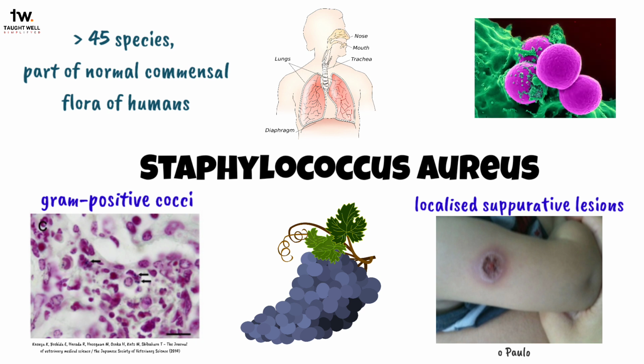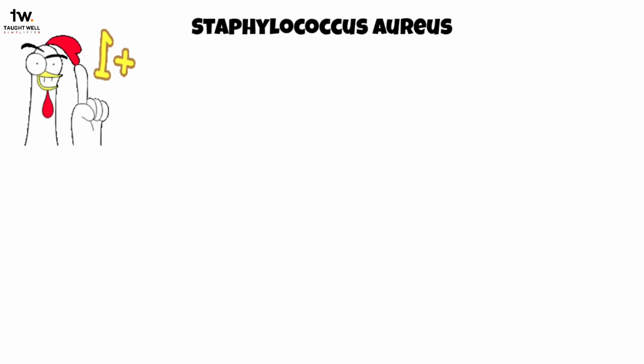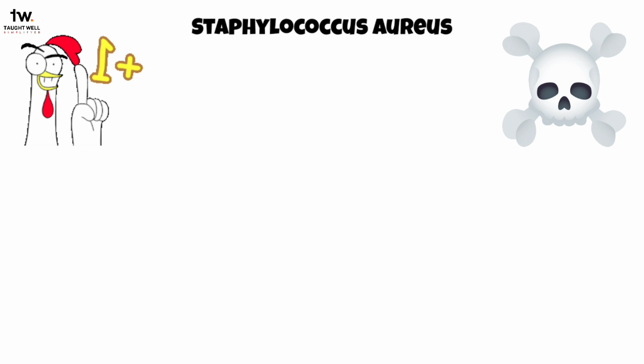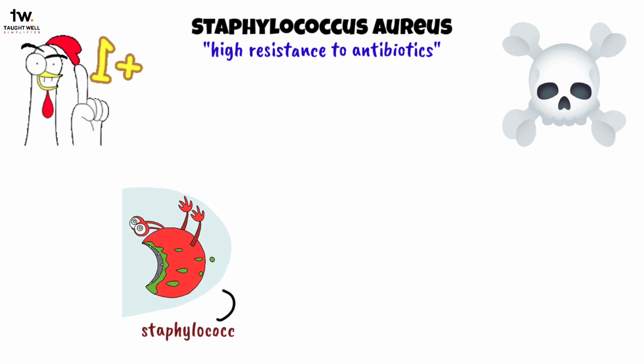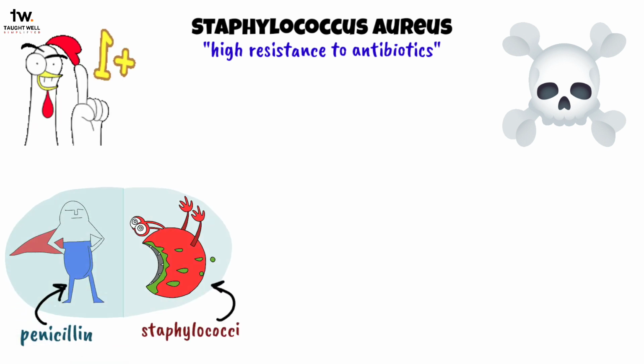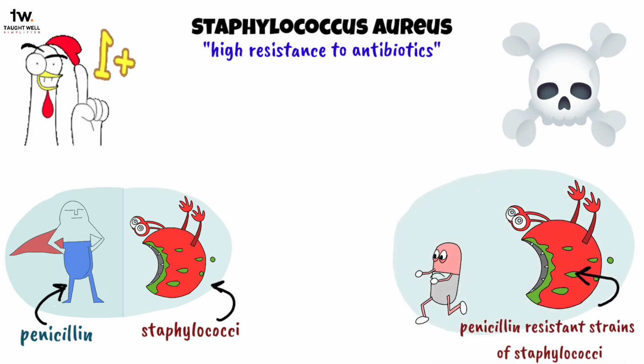Staphylococci are spherical cocci, approximately 1 micron in diameter, arranged characteristically in grape-like clusters. They are non-motile and do not form spores. One of the reasons why staphylococci are considered to be dangerous is because of their high resistance to antibiotics. Before antibiotics were discovered, it is thought that staphylococci were affected by penicillin. However, soon after penicillin started being commonly used, penicillin-resistant strains of staphylococci developed.